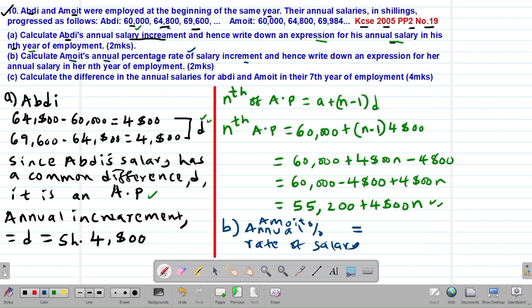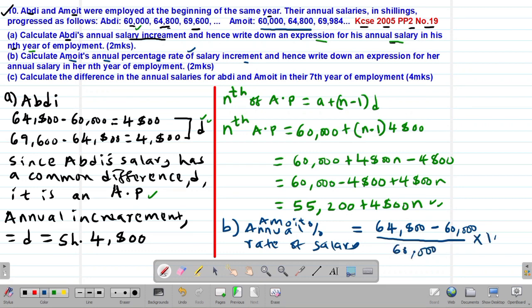So for the percentage annual rate of salary, we can find the rate using the first two terms. It's just like you are being asked to find the percentage profit. You'll just find the difference between the consecutive terms so that you find the change. So we'll have the percentage change, which will be 64,800 minus the previous term, 60,000, divided by the original term, which was 60,000.